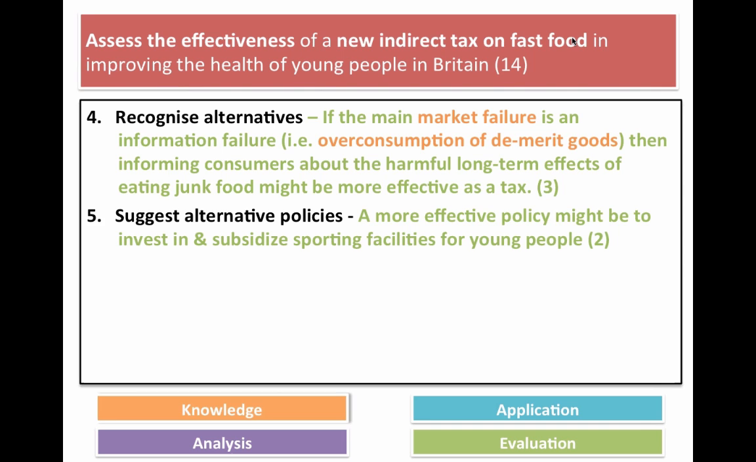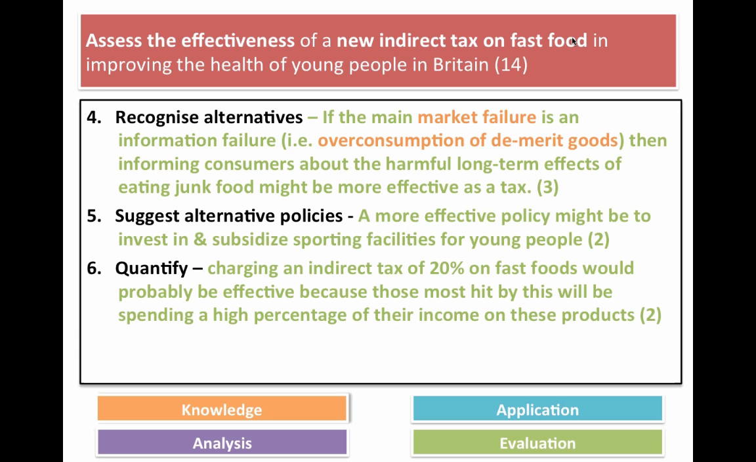So this, to my mind, is one of the best approaches to evaluation. Think about alternatives to the intervention you're being asked to discuss. More effective policy might be to invest in and subsidize sporting facilities for young people. Okay. Also, notice in point 5, the phrasing I'm using here. A more effective policy might be, not is, not will be, not must, but might be. I'm just giving a little bit of doubt, openness in my phrasing, because of course you can challenge that as well as part of the evaluation.